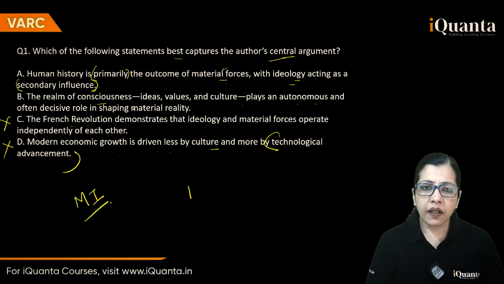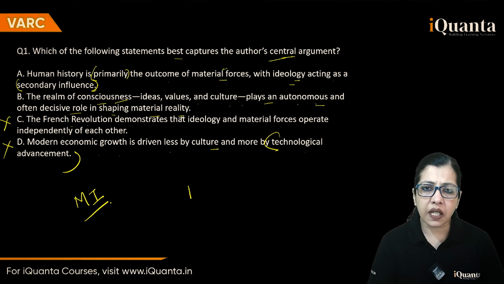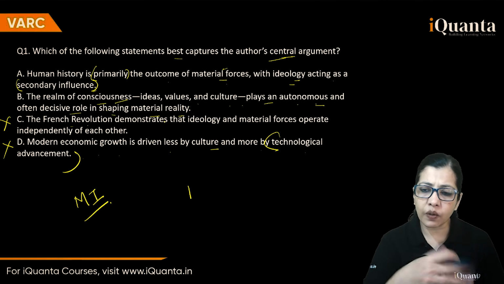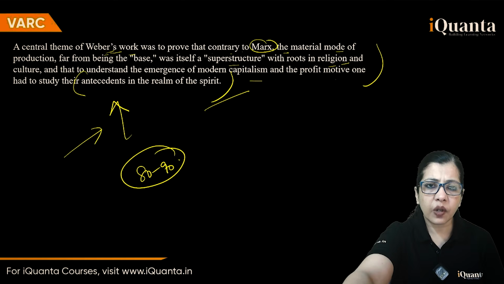What does B say? The realm of consciousness. Ideas, values and culture play an autonomous and often decisive role in shaping material reality. What are we going to do? We are going to go back and simply prove it. Realm of consciousness, autonomous, decisive role, shaping material reality. Let's check.